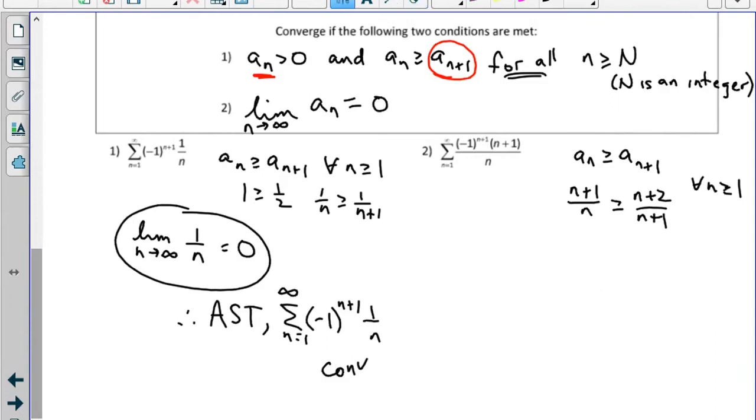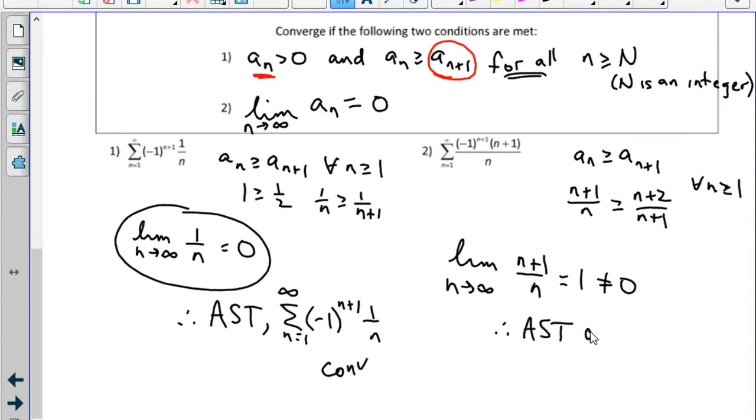However, when we take a look at the limit as n approaches infinity of n plus 1 over n, that's equal to 1, which is not equal to 0. Therefore, the alternating series test fails, and the series diverges.